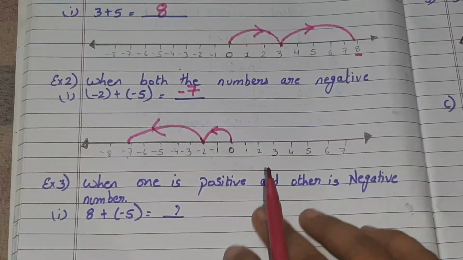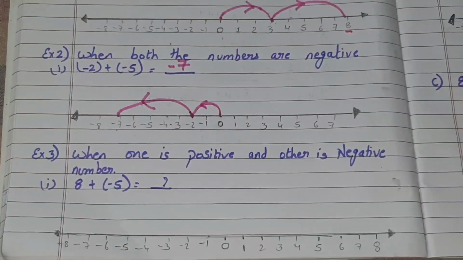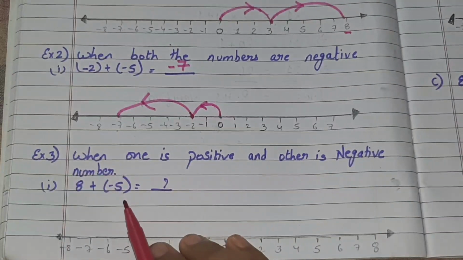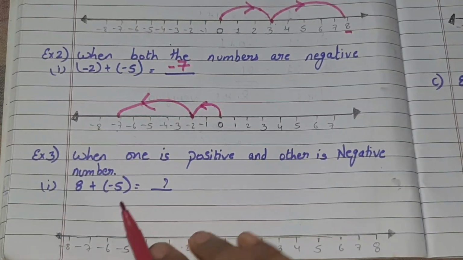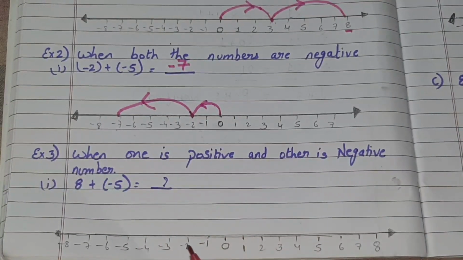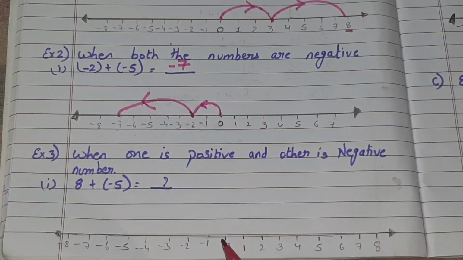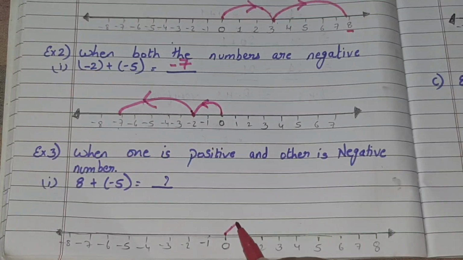When one number is positive and the other is negative, what will we do? First we move from 0 to 8 in the positive direction. Positive direction means this side, the right side. So we will move from 0 to 8 to the right.